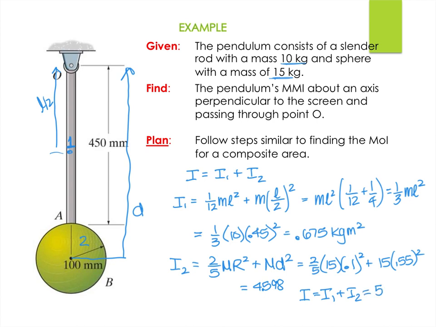We add these together to get the total moment of inertia, and we get 5.273 kilograms meters squared. All right, so that's it for mass moment of inertia. We don't use it a ton, but it doesn't hurt to flex some of your integration muscles or use the parallel axis theorem.